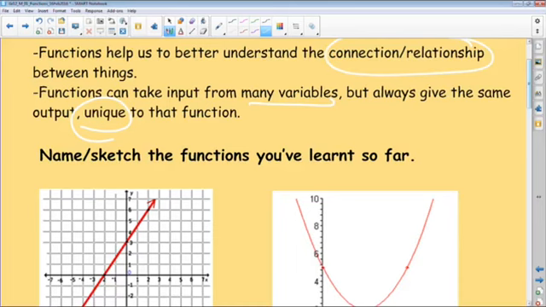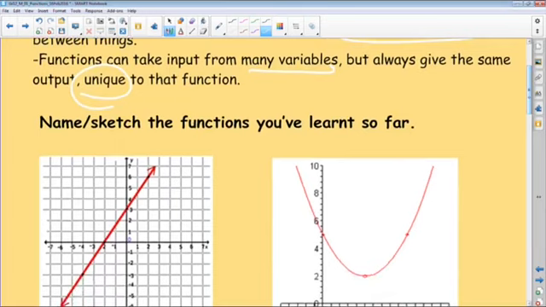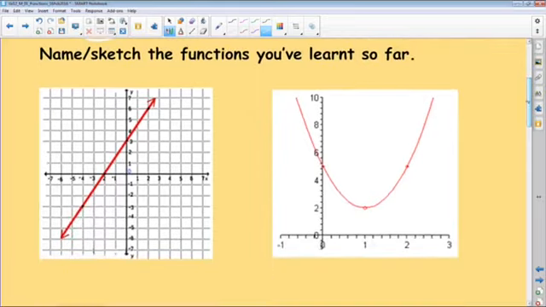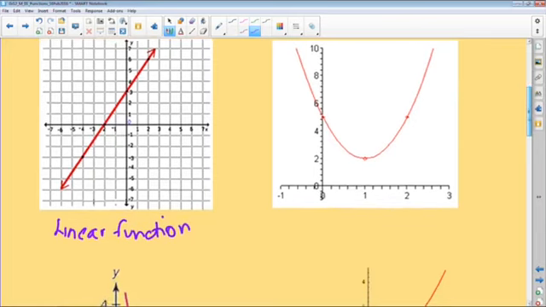I then asked you to name and sketch some of the functions that you've learned so far. And the very first one that you learn is called the straight line graph, or the linear function. So this is our linear function. All right, and remember, the important thing with a function is two variables are connected.